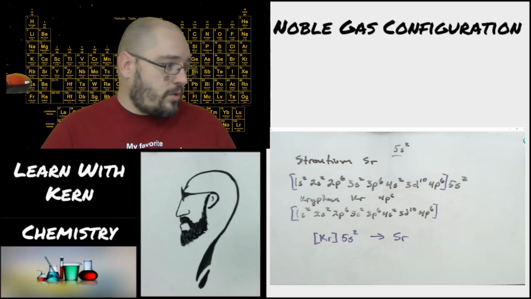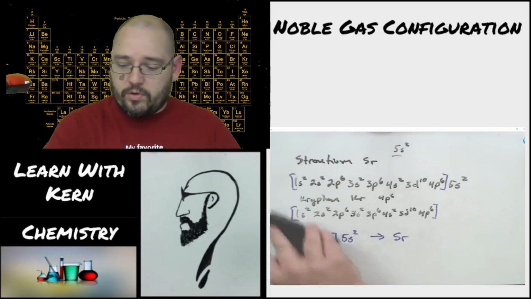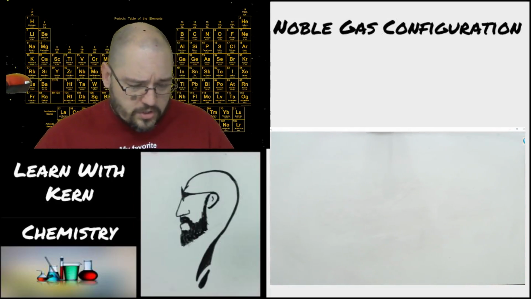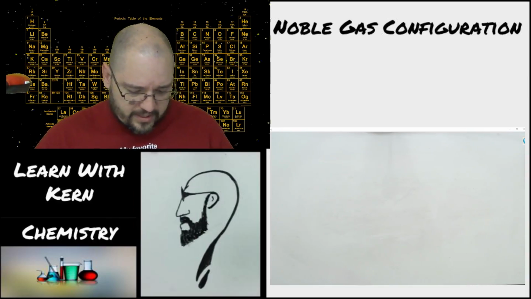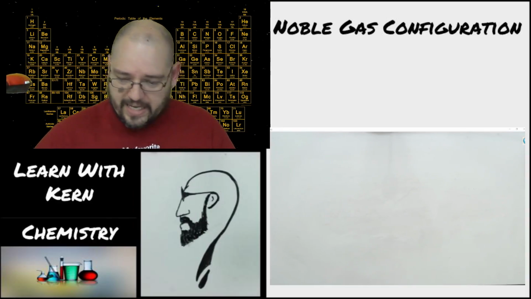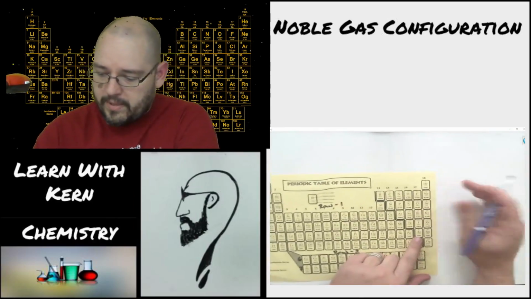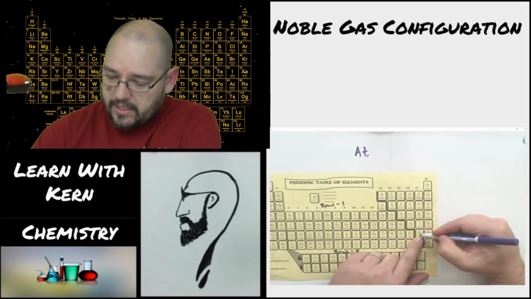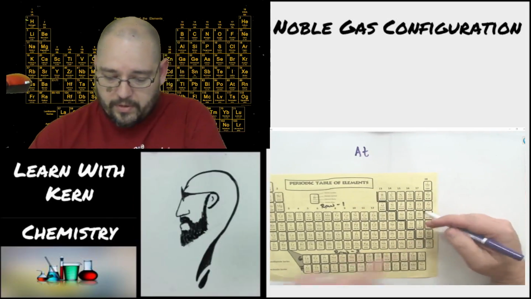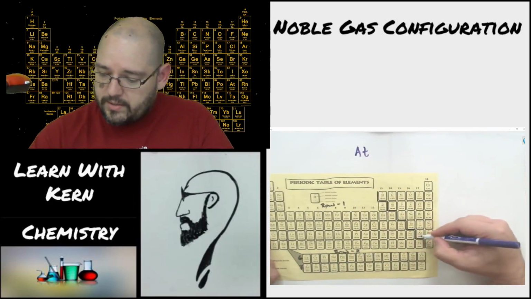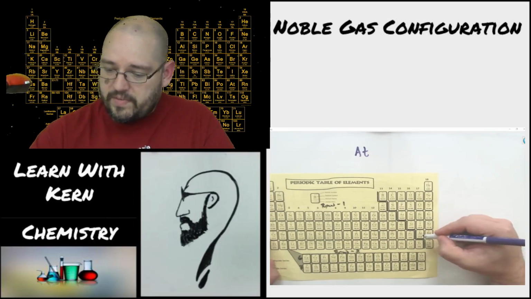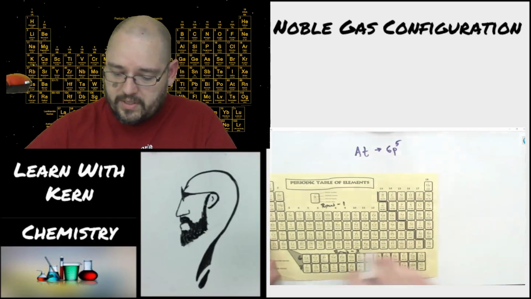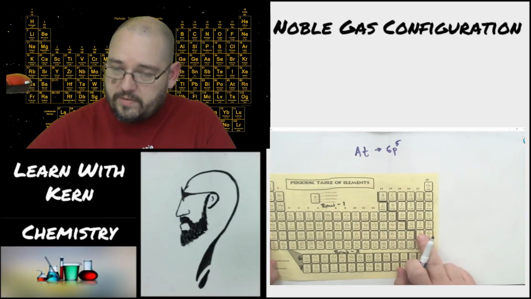Okay, let's do one more example. I'm not going to write out the full long drawn out thing, just show you the shorter way to do it. Let's pick astatine. Astatine is right here, it's At. It is in period 6, p block, and it's the 5th element. So we know it's going to end with 6p5 because it's period 6, p block, 5th element.